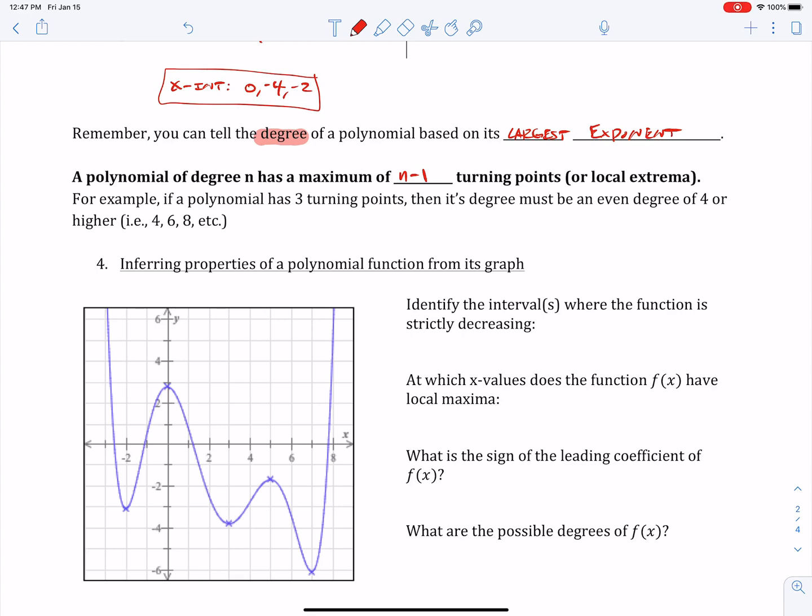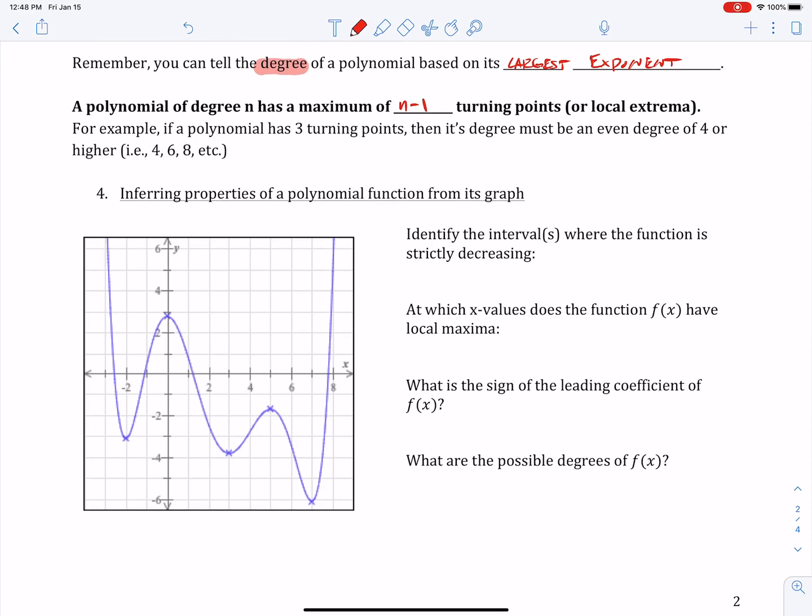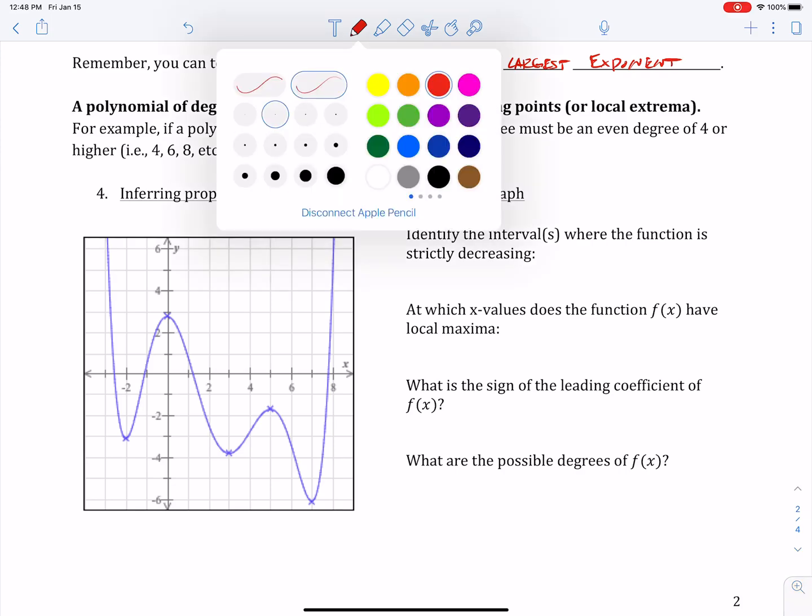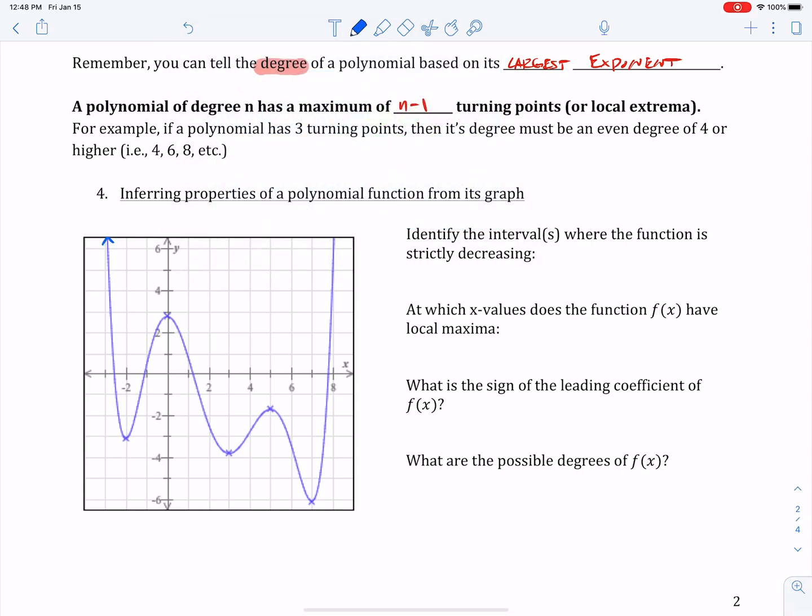And looking at number 4 here, inferring properties of a polynomial function from its graph, we're given the graph here, and for the sake of understanding, let's make arrows here just so we know that the graph's going on forever. Again, if you're confused where I wrote those, the arrows are right here and right here. You'll want to put those in your notes. The question being proposed here is to identify the intervals where the function is strictly decreasing.